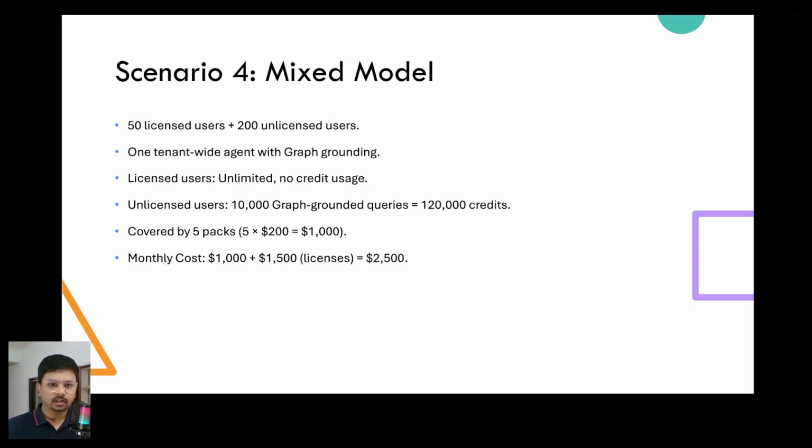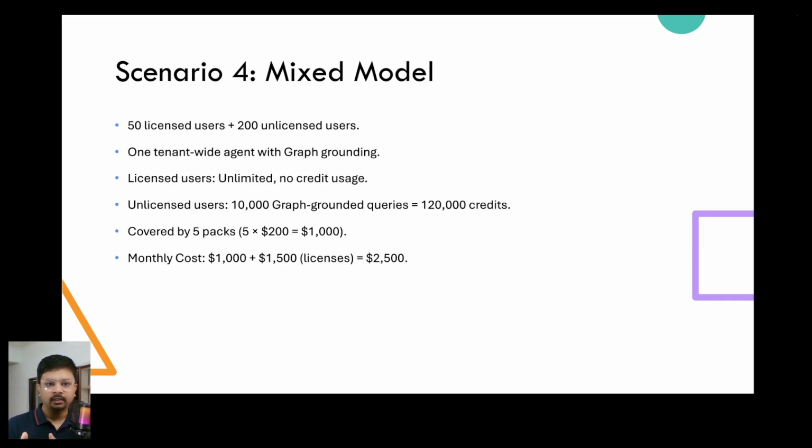Then there are some mixed models as well. So let's say there are 50 licensed users, 200 unlicensed users, and one tenant-wide agent that requires graph grounding. For the licensed users, there is no cost. It is completely unlimited, with no credit use from the pay-as-you-go or the credit pack. For the unlicensed users, 10,000 graph grounded queries equal 120,000 credits.